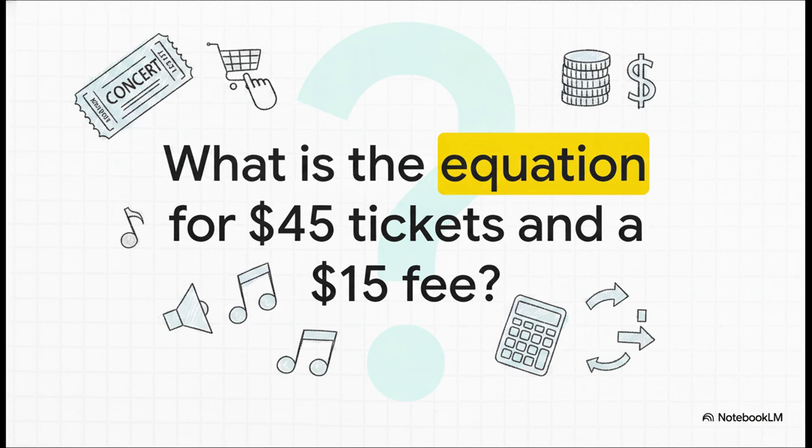Imagine you're buying concert tickets online. They cost $45 each, plus a wildly frustrating one-time $15 processing fee applied to the whole order. So what is the symbolic equation for the total cost? What are the specific units for your variables? And ultimately, what mathematical claim are you really making about this transaction?